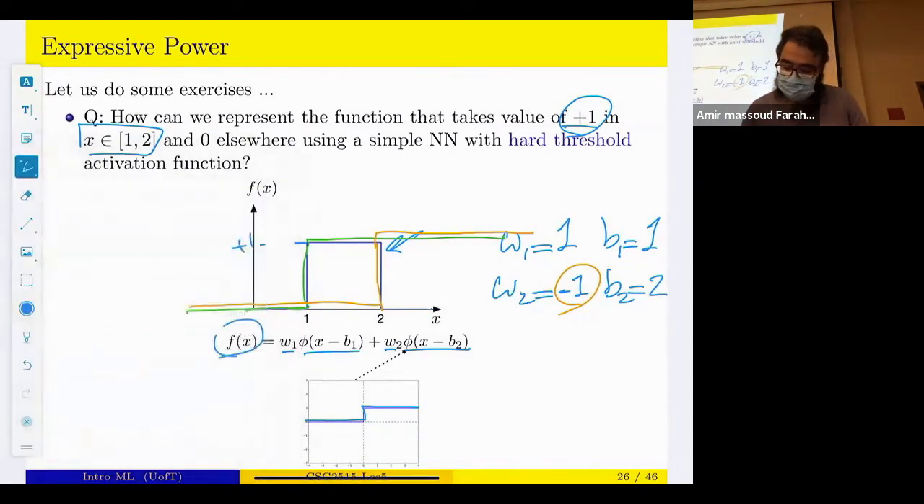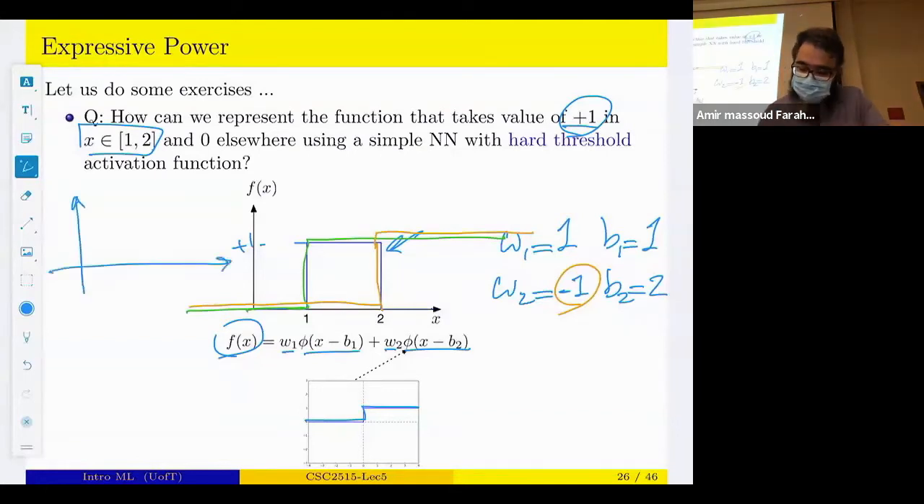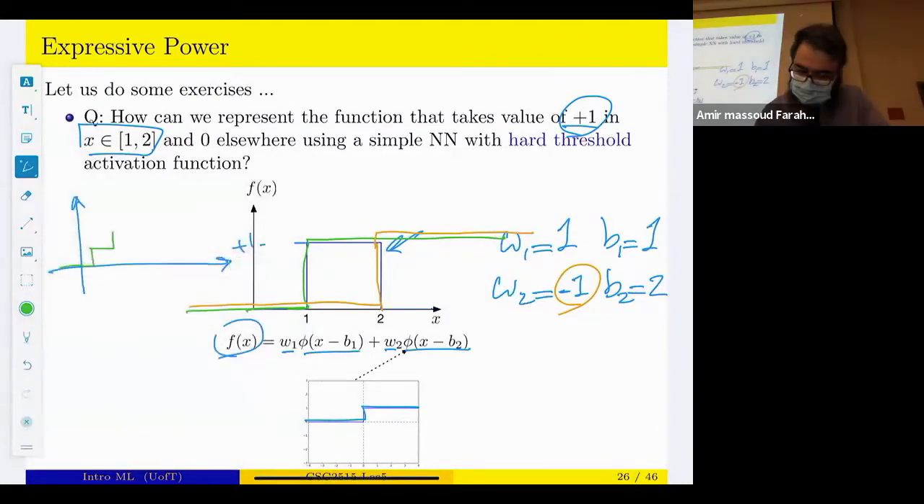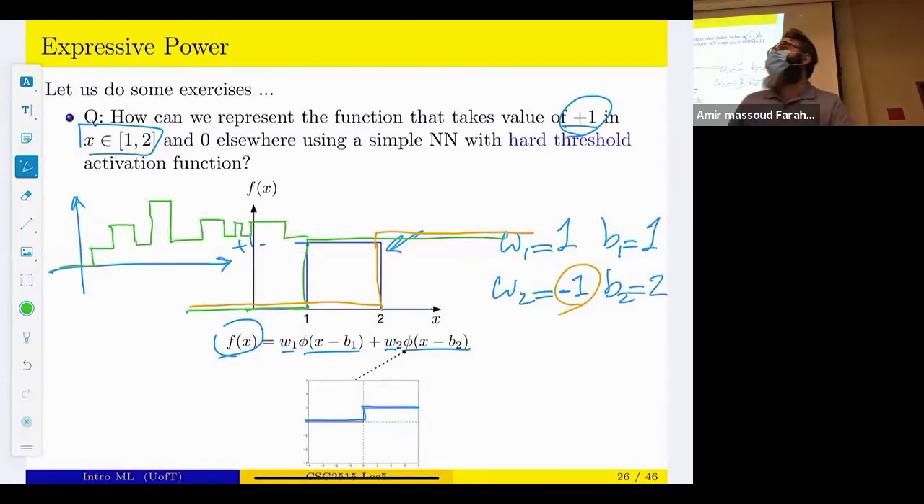So this is simple, but this kind of suggests that you can represent many functions this way. For example, if your function was a bit more complex, say, anything. Using the same strategy, you can combine these neurons, units, in order to learn that function.